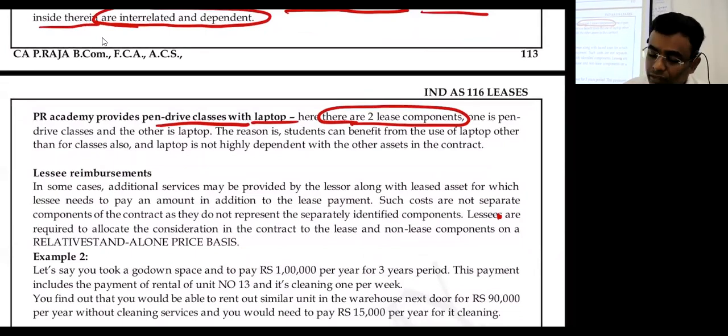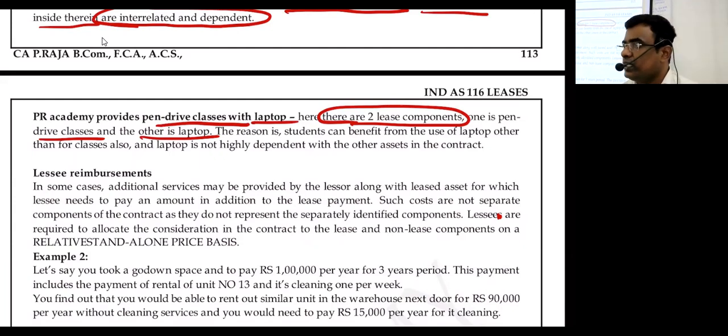There are two lease components. One is pen drive classes and another is a laptop. You can buy pen drive classes from me, and you can buy a laptop from outside also. Possible or not possible? And you can buy a laptop here, and you can get pen drive classes from other faculty also. Possible.